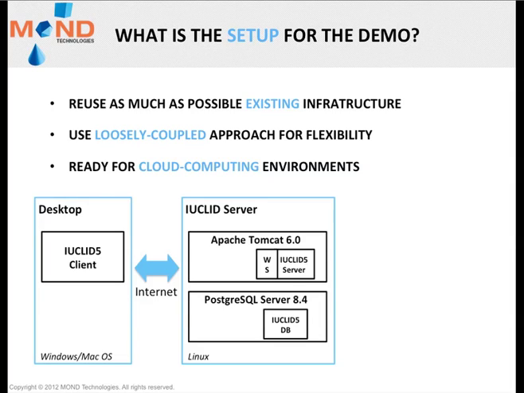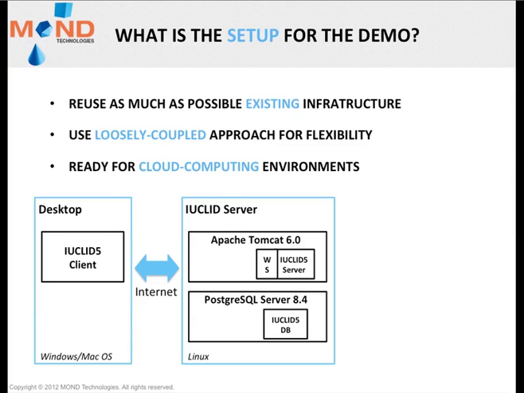This setup is a typical Euclid 5 setup. The server component resides in an application server like, for example, Apache Tomcat, and a database server like PostgreSQL Server. On the client side, you have a Euclid 5 client which then connects to the server component.